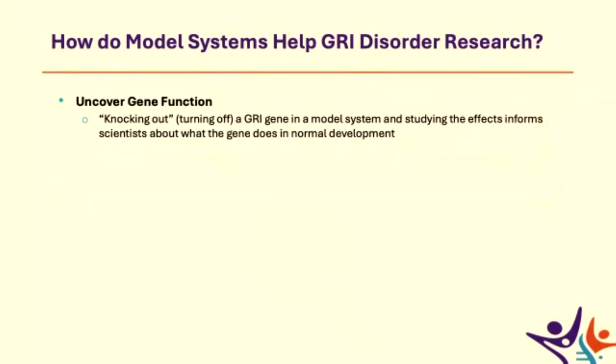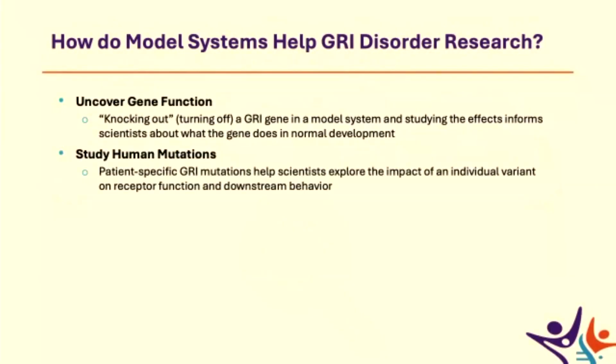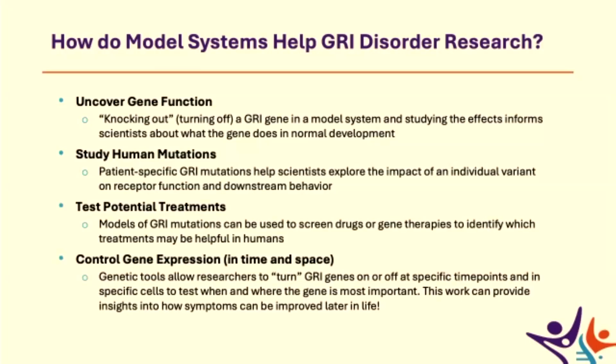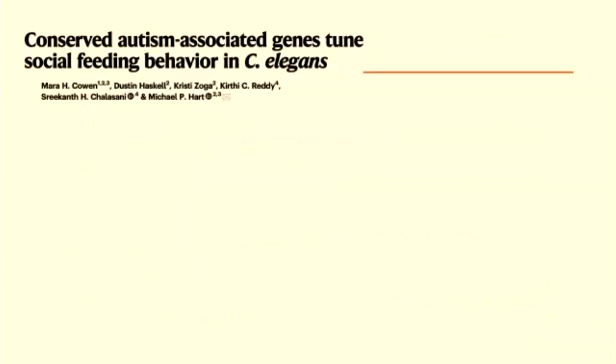So how do model systems help GRI research? We can do things like uncover gene function. We can knock out, or basically turn off, a gene in a model system and study the effects of that. You can study human-specific mutations. You can use patient-specific mutations to learn about specific variants in receptor function or downstream behavior. You can test potential treatments through screening. And importantly, you can also control gene expression both in time, so temporally turning it on at specific times, like possibly in adulthood, and in space, so in specific cells and populations in the brain.